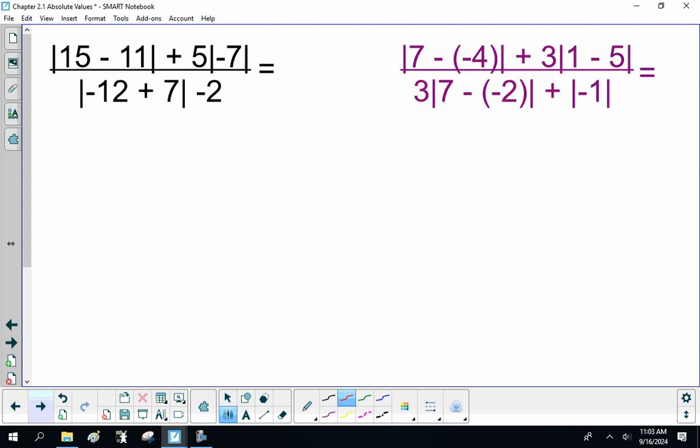Now, moving on. Here are the nasty ones. I'll do the one on the left with you. You guys do the one on the right on your own. So, chunking it, brackets.